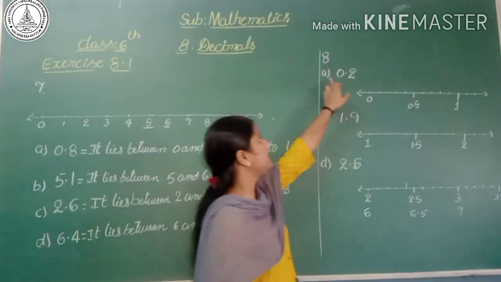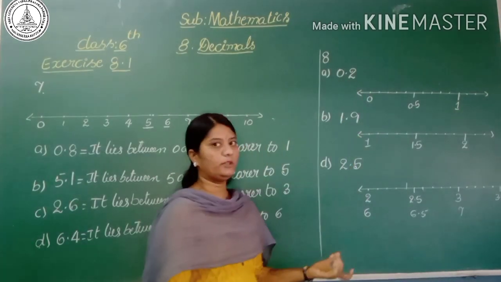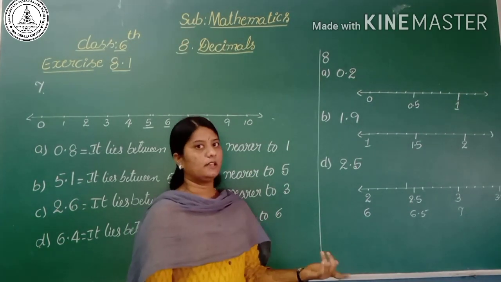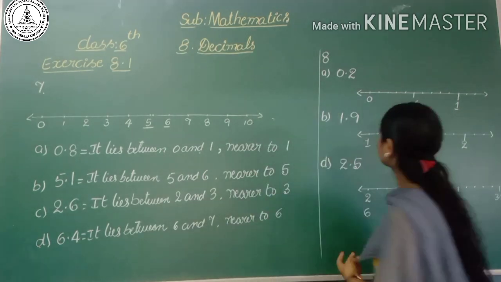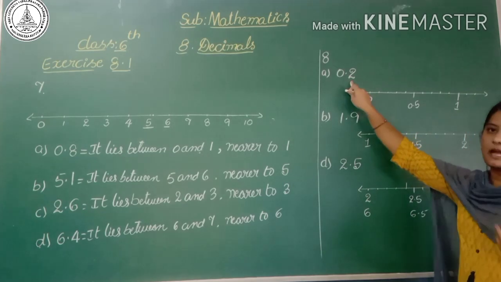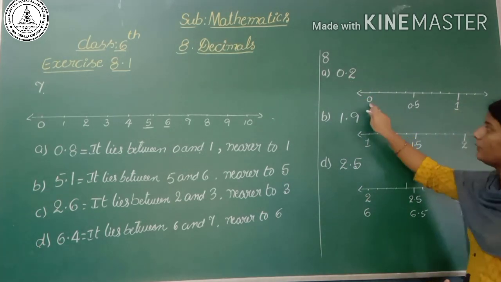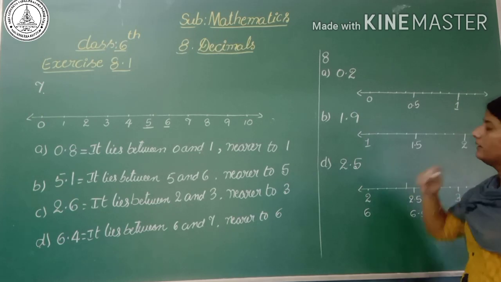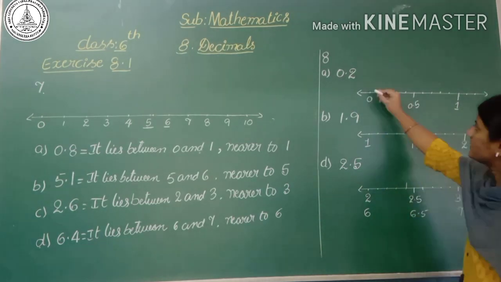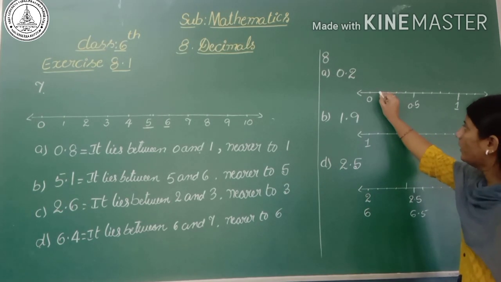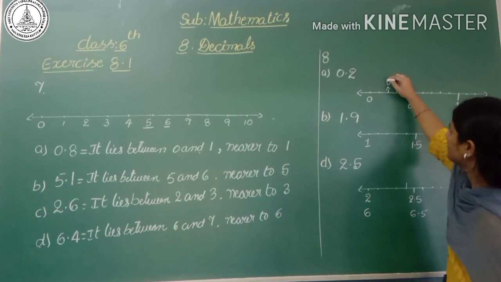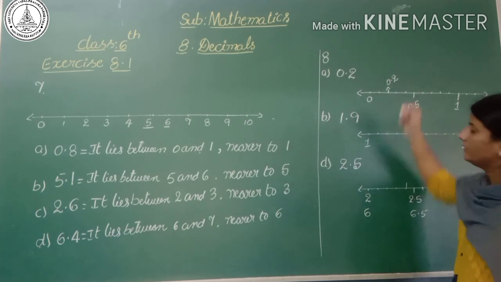Okay, yes, here 0.2. The length between 0 and 1 is divided into 10 equal parts. So I have taken here 0 to 1. We know that 0.2 comes between 0 and 1, so I have drawn 0 to 1. Now mark the 0.2 on the number line. Here there is a 0, then 0.1, then 0.2. So it is the 0.2.